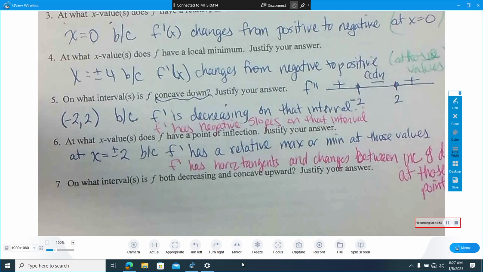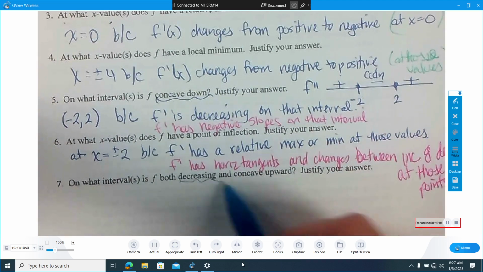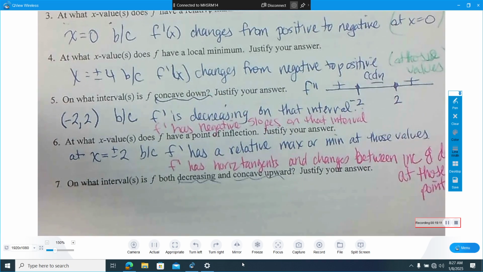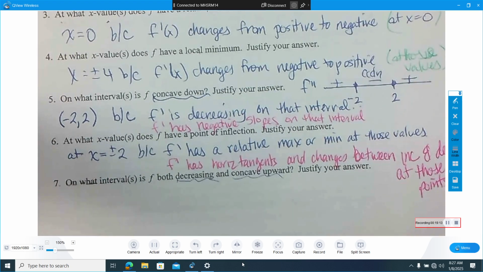All right, last one. On what intervals is f both decreasing and concave upward? 2 to 4 is one of them.